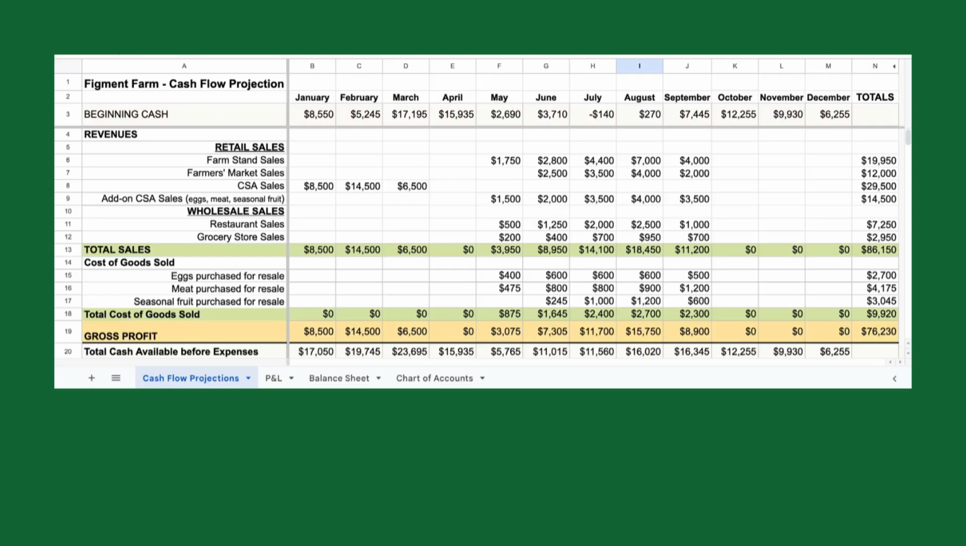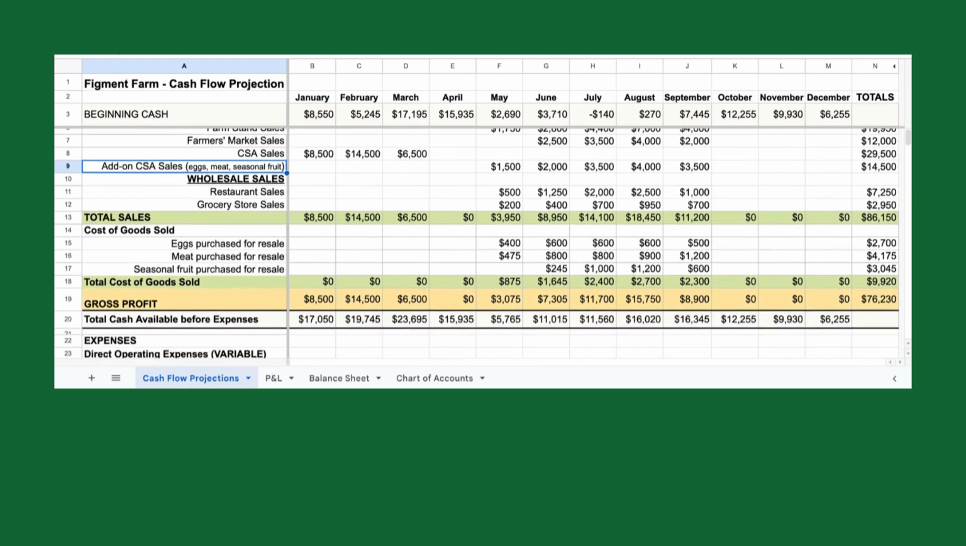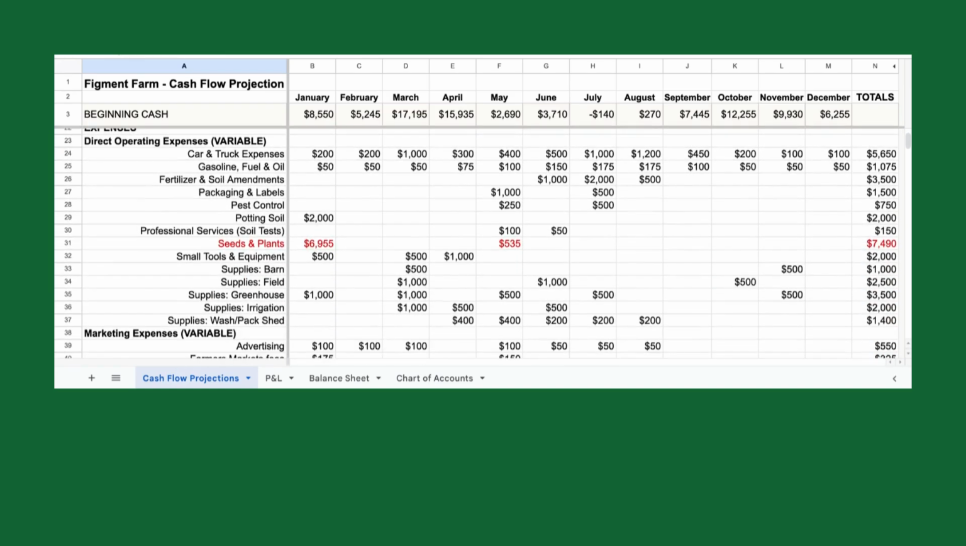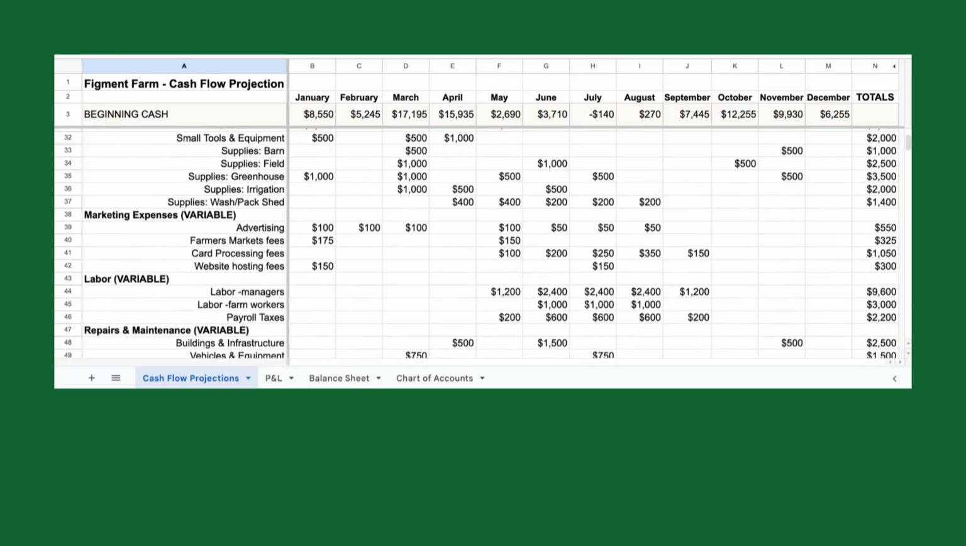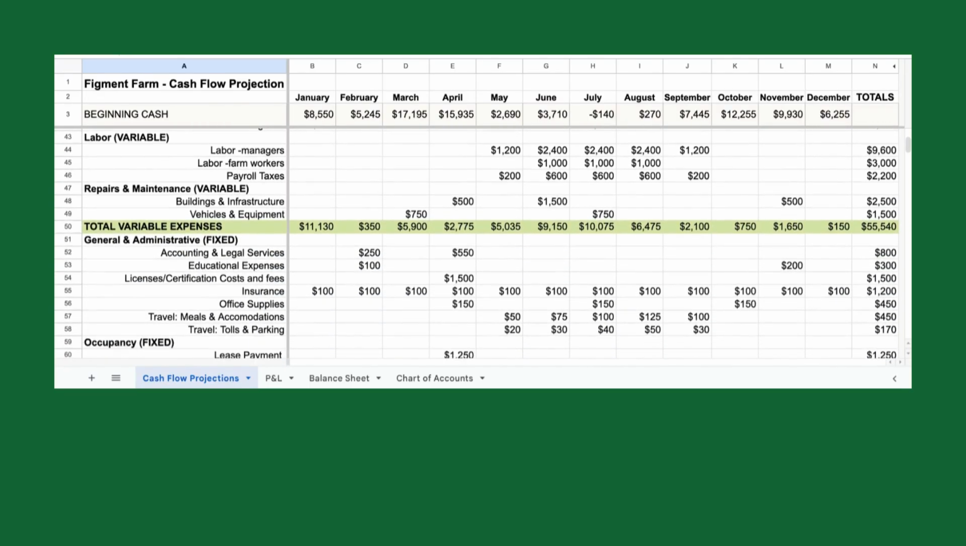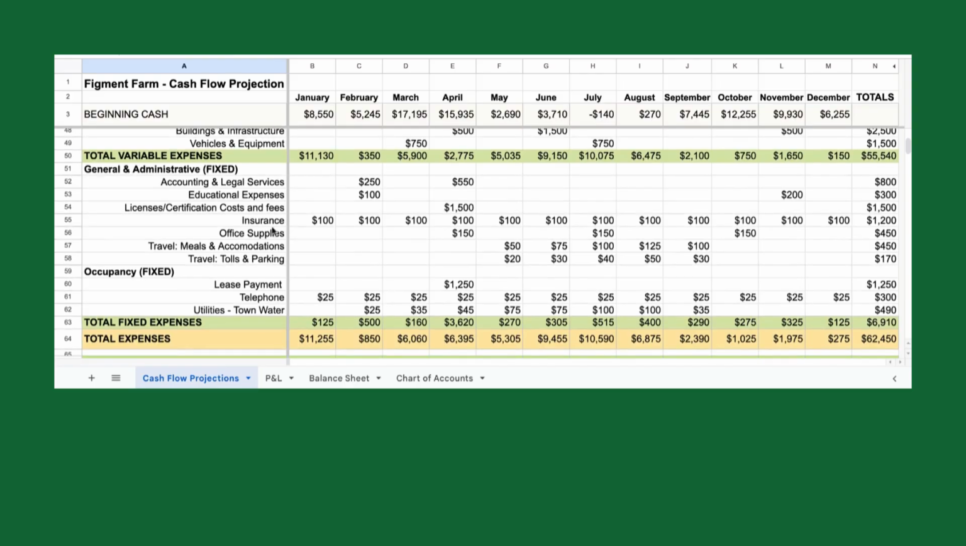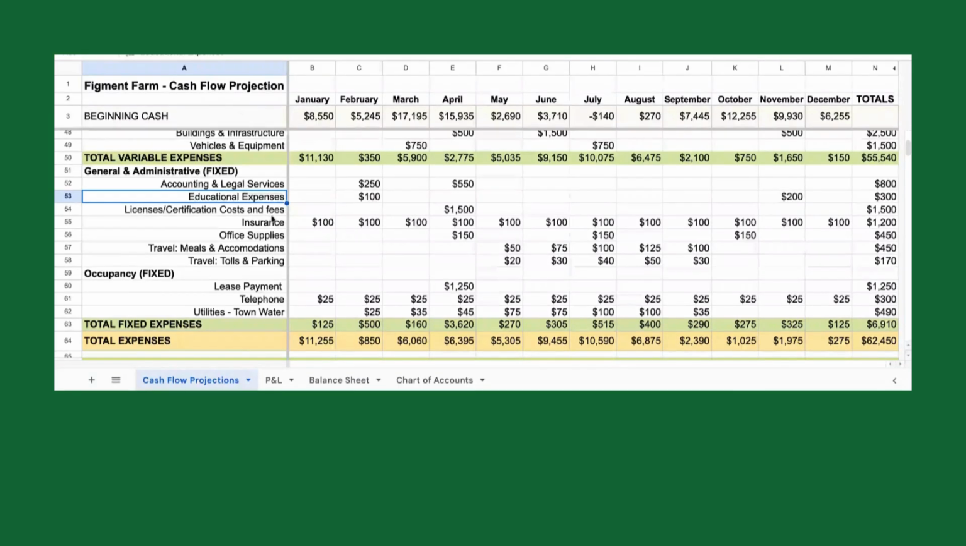But another option might be to add new revenues. Maybe you could bring in more items from other farms to resell if there's enough demand to do so. Or another option could be cutting expenses, where you could postpone some of the budgeted expenses. You could put off things like office supplies or educational expenses, or maybe do without some repairs and maintenance. Things like that could be cut or delayed until later in the year.